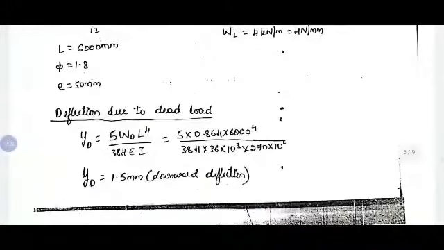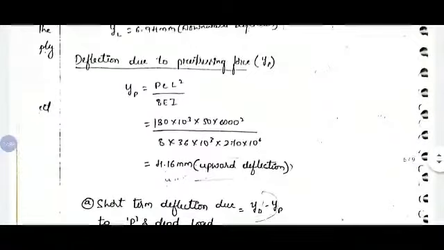Deflection due to dead load, obviously dead load will be UDL, 5 WD L power 4 by 384 EI. Substitute the values, we will get 1.5 downward deflection. Then deflection due to live load, again live load is also UDL in this problem. So 5 WL power 4 by 384 EI. Substitute the values and simplify, we will get the deflection due to live load. Then deflection due to pre-stressing force.